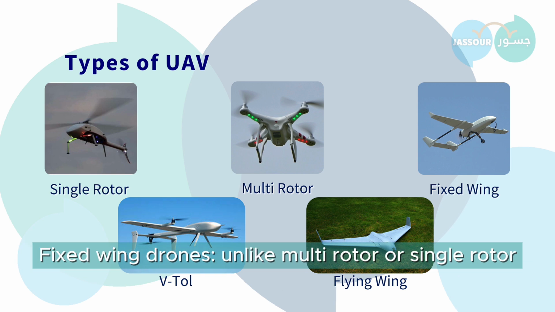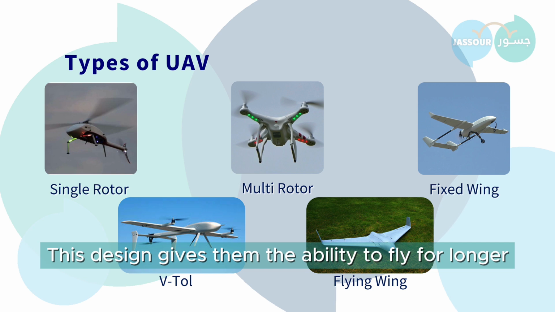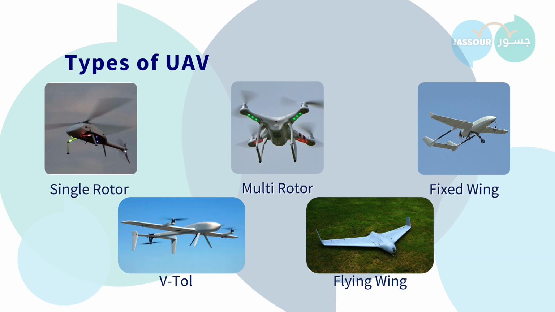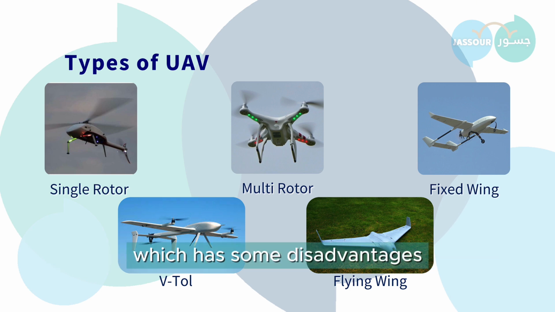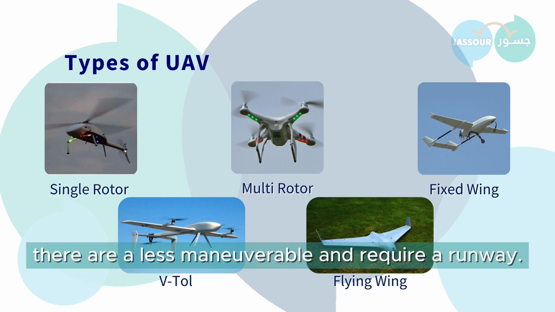Fixed wing drones, unlike multi-rotor or single-rotor drones, have wings like traditional airplanes. This design gives them the ability to fly for longer. That makes them perfect for large-scale mapping and surveying. Fixed-wing UAVs also have larger payload capacity. However, they have some disadvantages. For example, they are less maneuverable and require a runway.